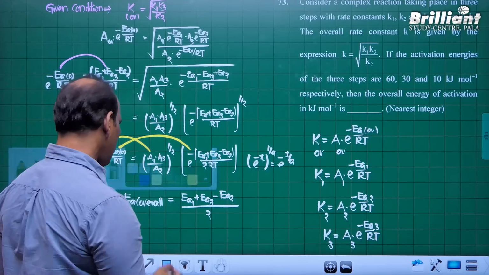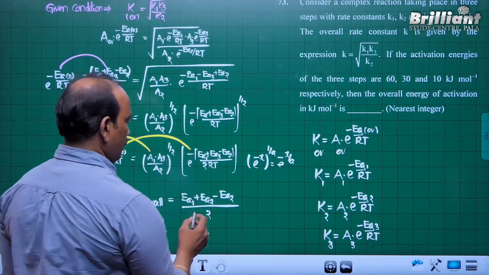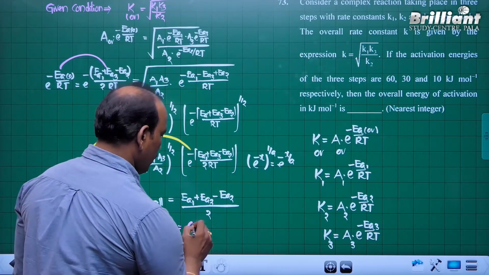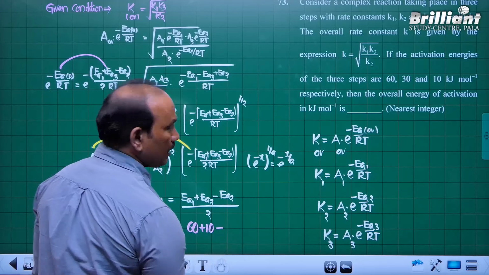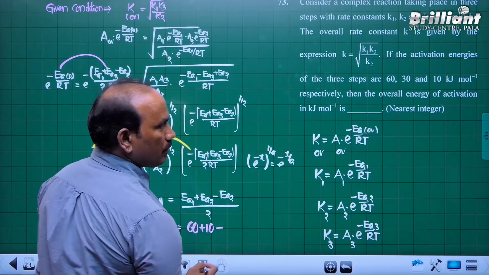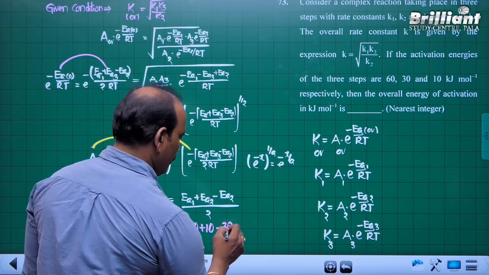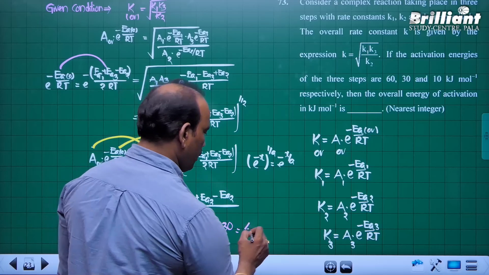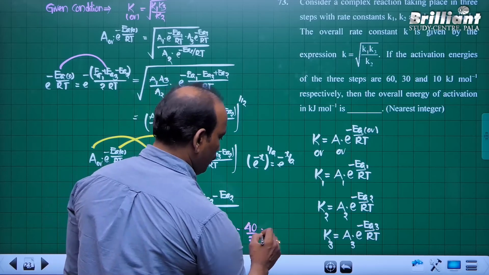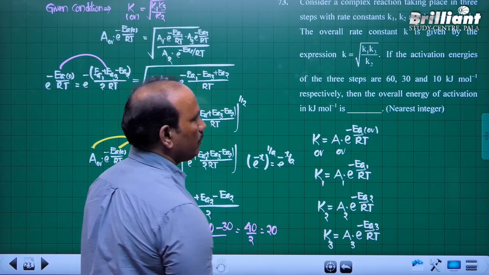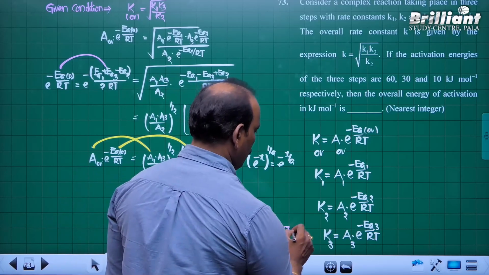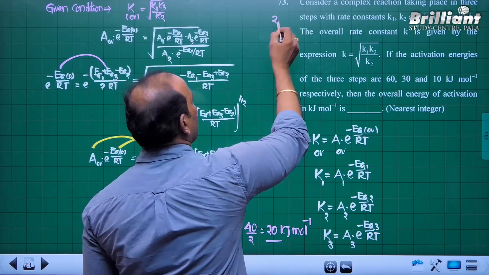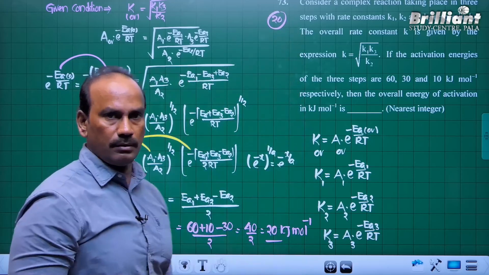Okay, now what is the value? This is EA1, what is the EA1 value? 60 plus 10 minus, what is the value? 60 by 2. That is 70 minus 40 by 2, equal to 20 kilojoule per mole. Clear? This answer is 20. Okay? Next one.